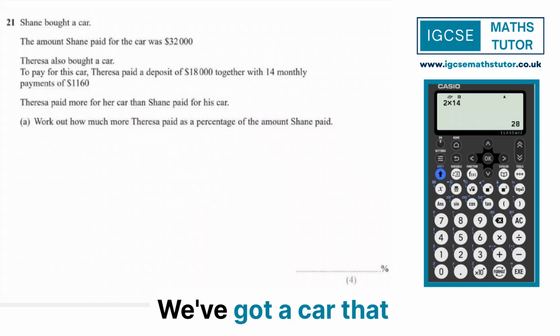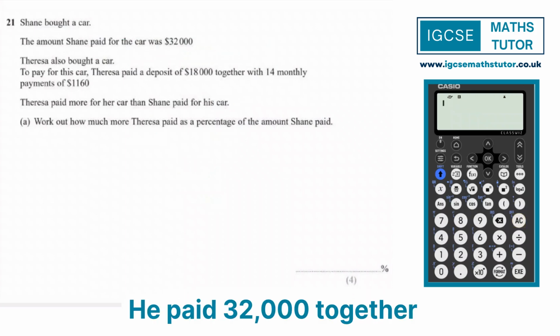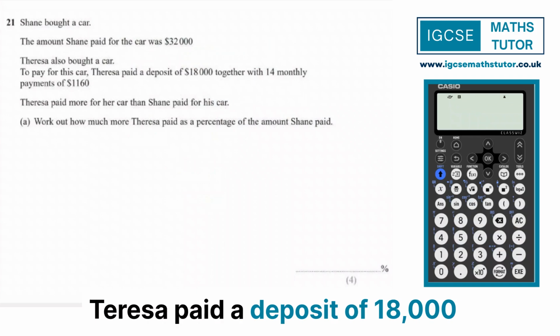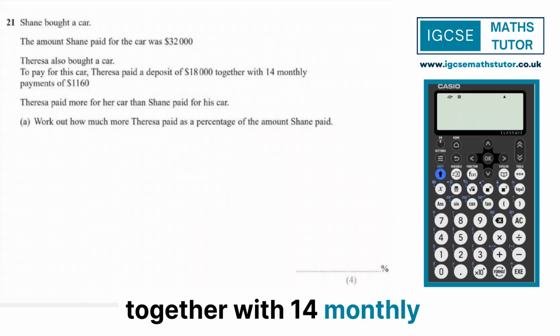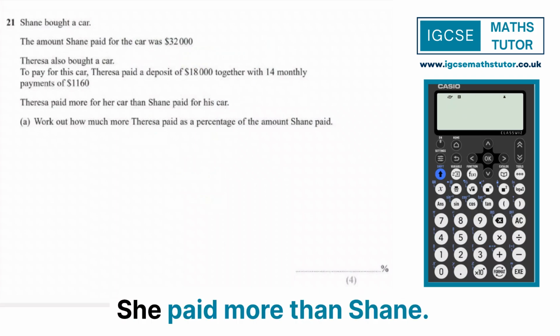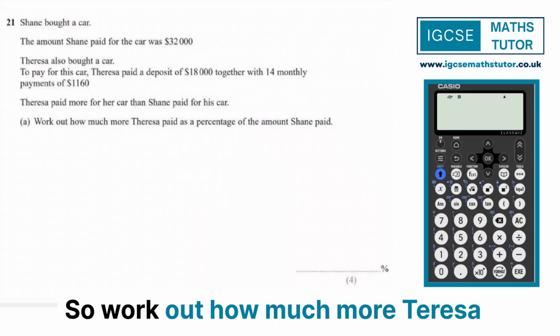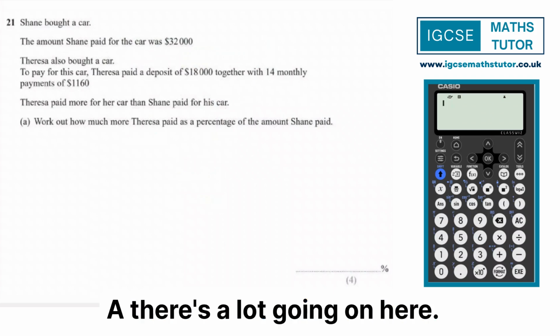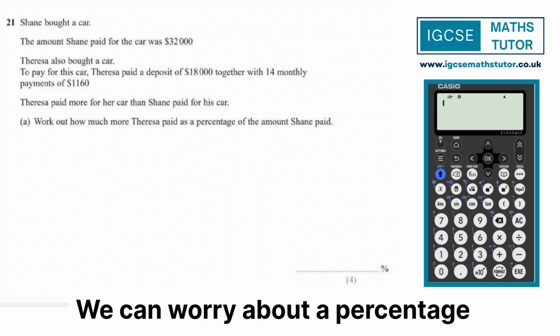Question 21, we've got a car that Shane bought. He paid $32,000 altogether. Teresa also bought a car. To pay for this car, Teresa paid a deposit of $18,000 together with 14 monthly payments. She paid more than Shane. So work out how much more Teresa paid as a percentage of what Shane paid. So there's a lot going on here. We can worry about a percentage in a minute.